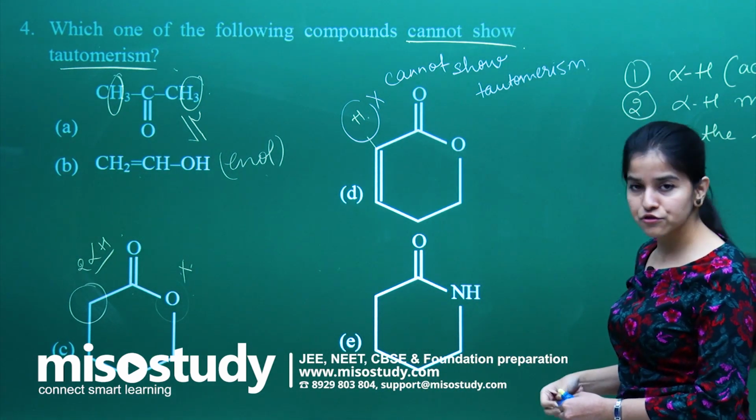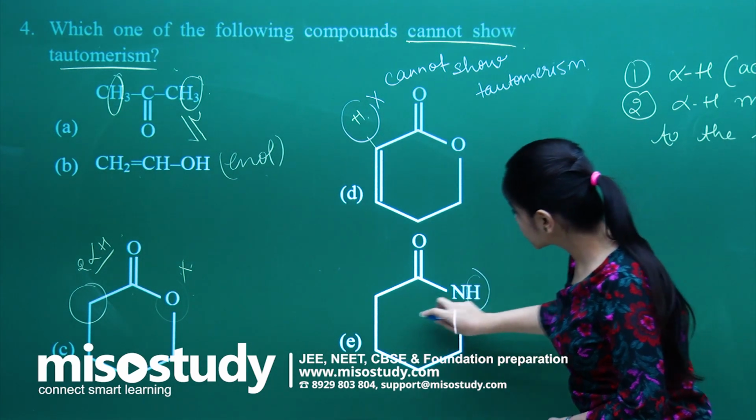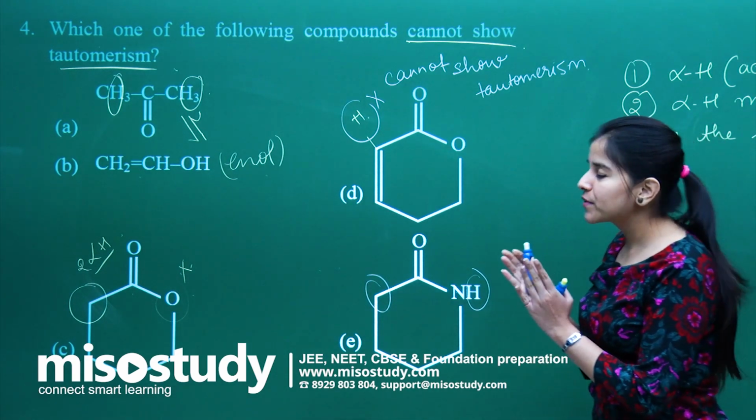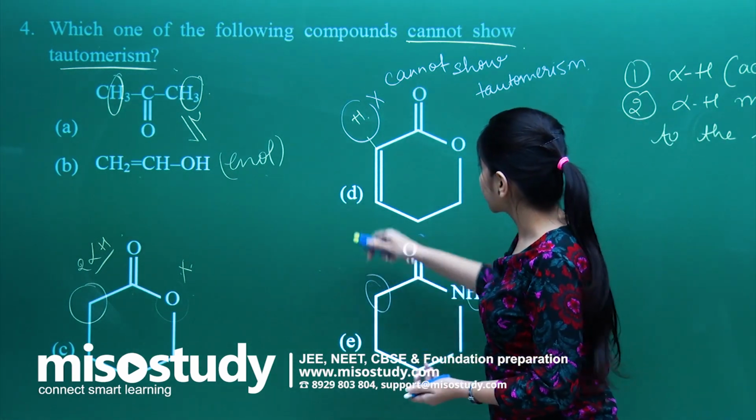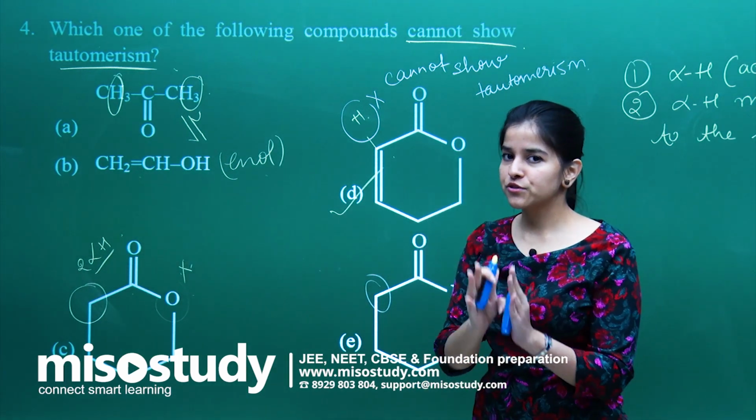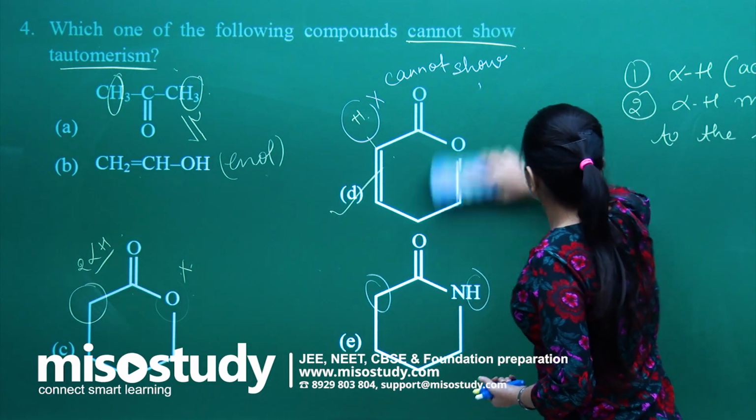That means I am left with option number E. Again it has got 1 alpha hydrogen and 2 more alpha hydrogens. So I hope everybody has got the answer. The answer here is D. A very simple question, you need to have the concepts right. So let's move on to the very next question.